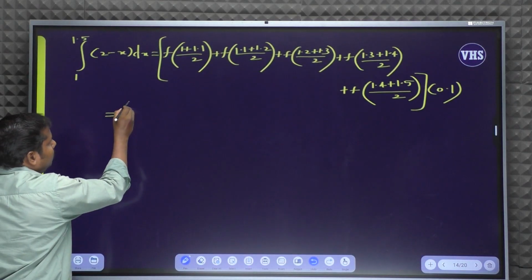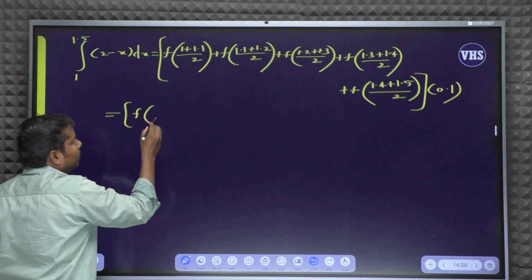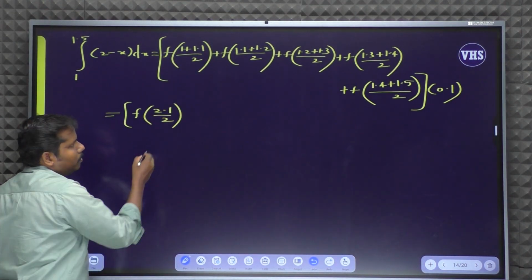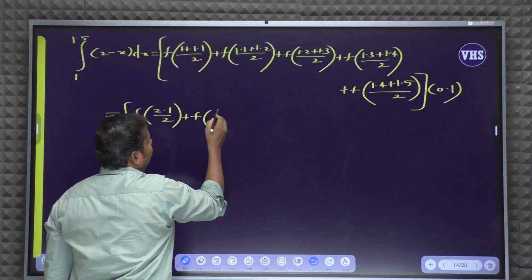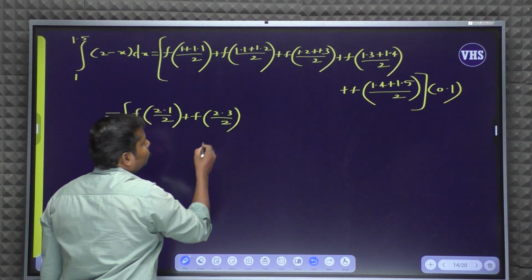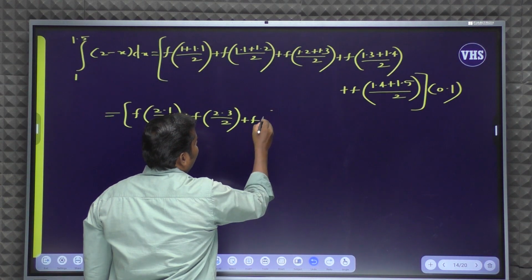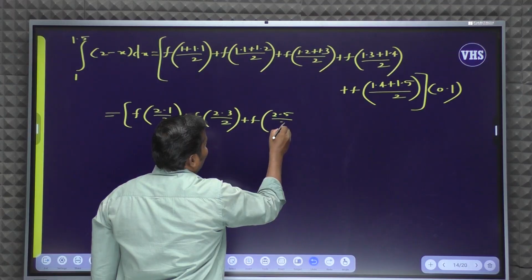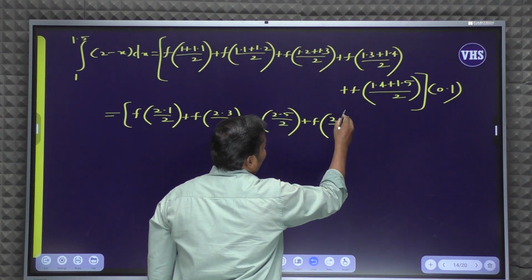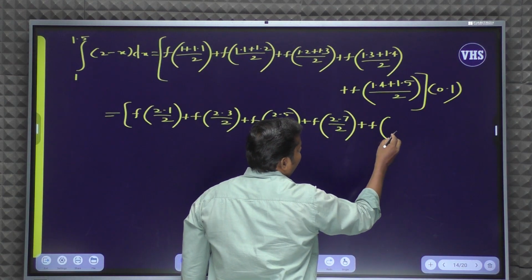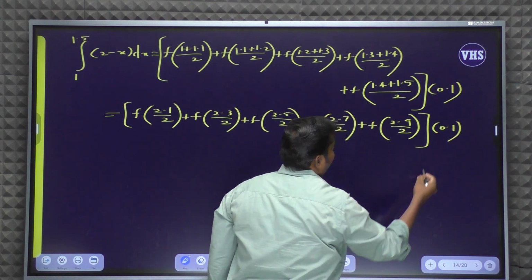And this is nothing but f of, add these two numbers, 1 plus 1.1, 2.1 by 2, plus f of, if you add these two, you are getting 2.3 by 2. Next, f of 2.5 by 2. And next one is f of 2.7 by 2. And finally you are getting f of 2.9 by 2, close it up, into 0.1.